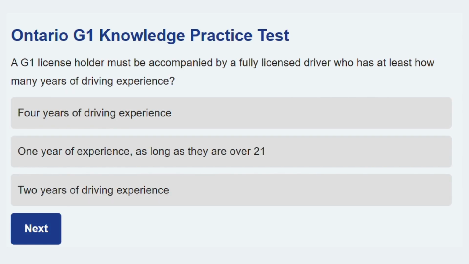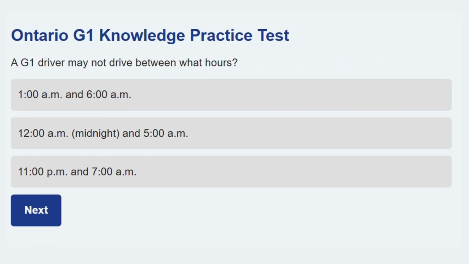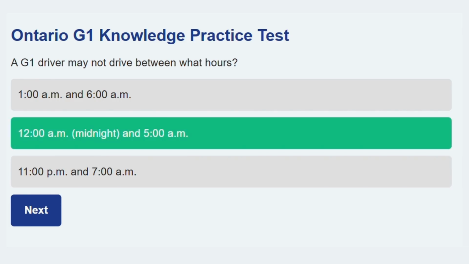Moving on. A G1 license holder must be accompanied by a fully licensed driver who has at least how many years of driving experience? 4 years of driving experience. The accompanying driver must also have a valid, full license and sit in the front passenger seat. Time for the next question. A G1 driver may not drive between what hours? 12 a.m., midnight, and 5 a.m. This driving restriction is in place during the hours when driving is considered highest risk for new drivers.